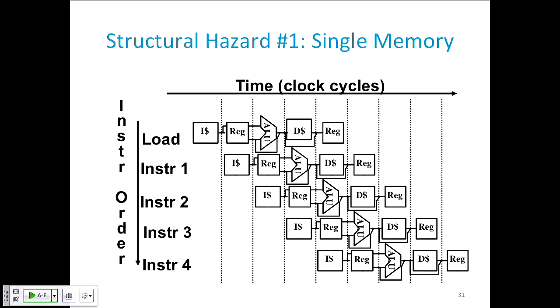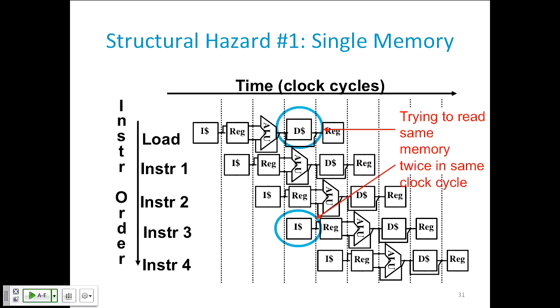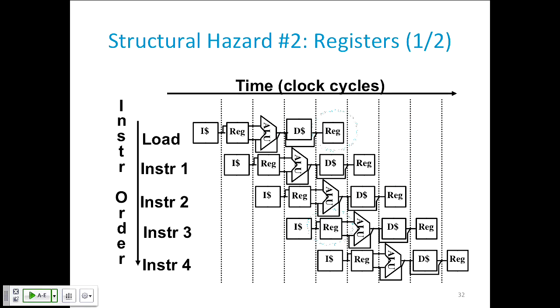So here's a load going down the pipeline, and here's another instruction here that wants to do instruction fetch. And imagine instead of having separate caches, these came from the same memory. So this would be a structural hazard. Two instructions in the pipeline want to use the same thing at the same time. So you can't do that.